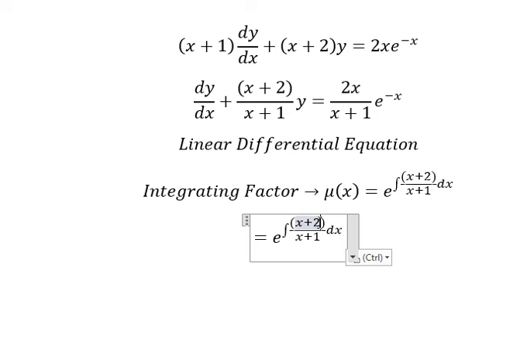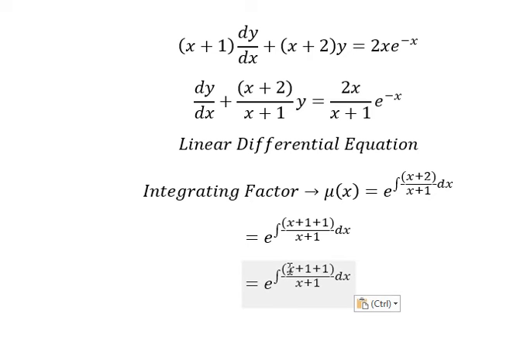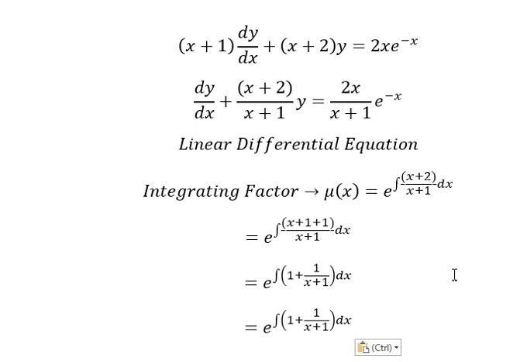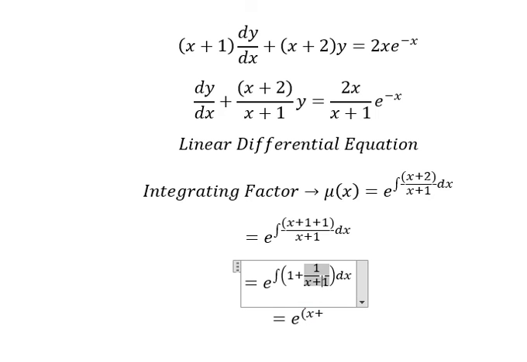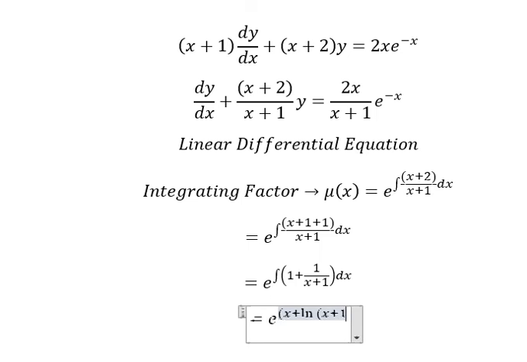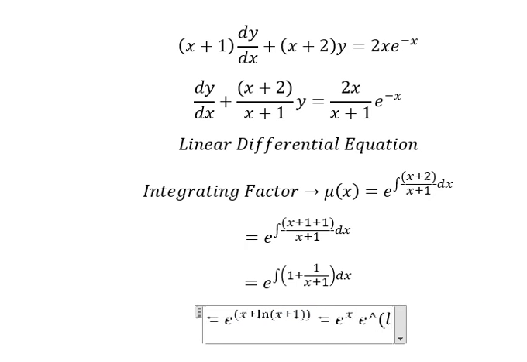So number 2, that's about 1 plus 1. So s plus 1 divided by s plus 1, we have number 1. Next, the integration of number 1, we have s. The integration of 1 over s plus 1, we have ln of s plus 1. In this one, we can put it like this.